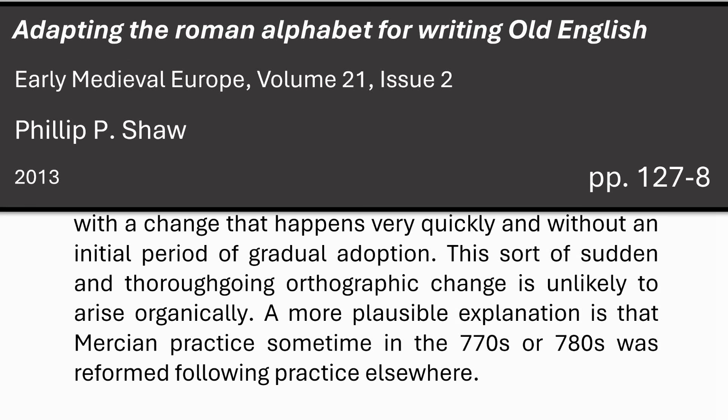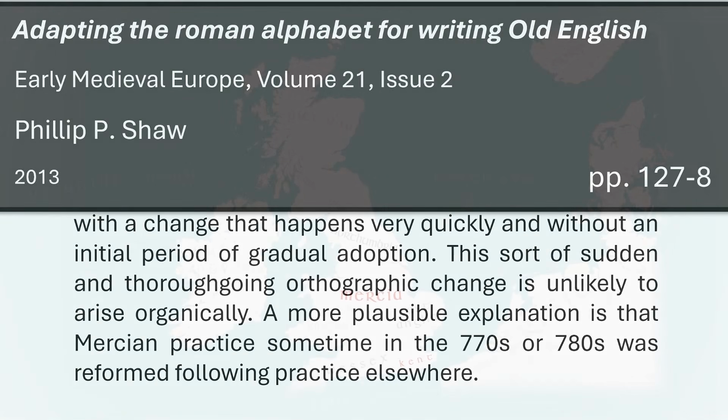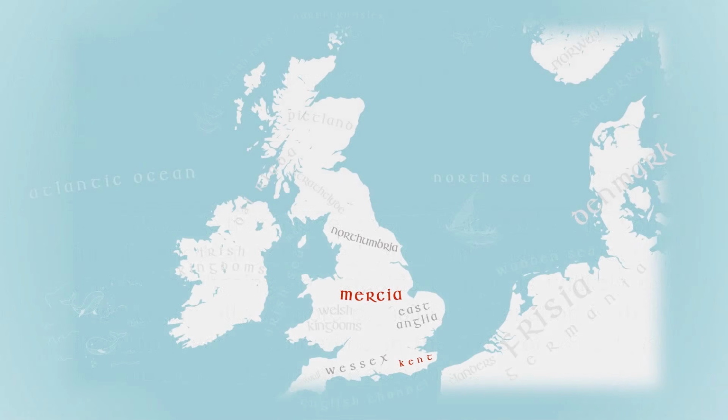This is from an article called Adapting the Roman Alphabet for Writing in Old English by Philip Shaw, where he compared looking at these early charters from both Kent and Mercia together with evidence from early Anglo-Saxon coins with inscriptions to work out how eth and thorn were adopted and what other strategies were used for writing Old English with the Latin alphabet.